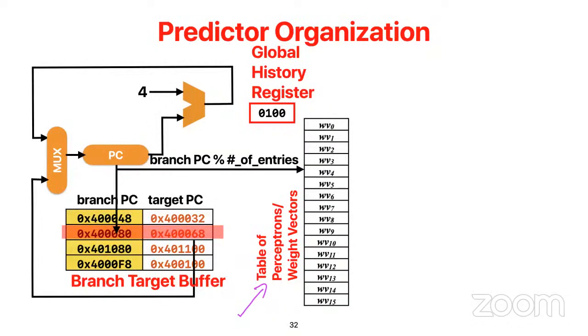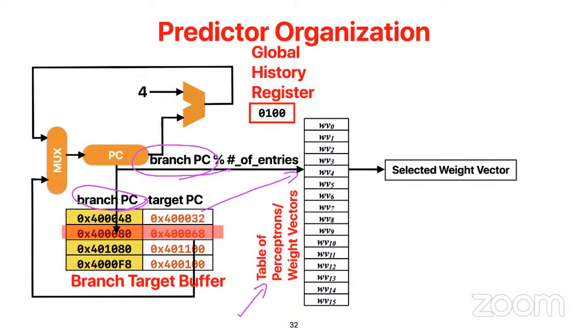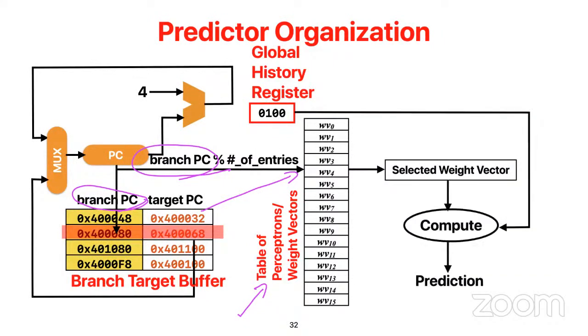And the global history register is now not used to index the table, because the table right now is that for each branch PC, we have a weight vector associated with it. And we select a weight vector according to the weight vector trained for that branch PC, and then we compute the prediction using the global history with that specific weight vector to generate our prediction. So that's the whole idea of prediction using perceptron, right?